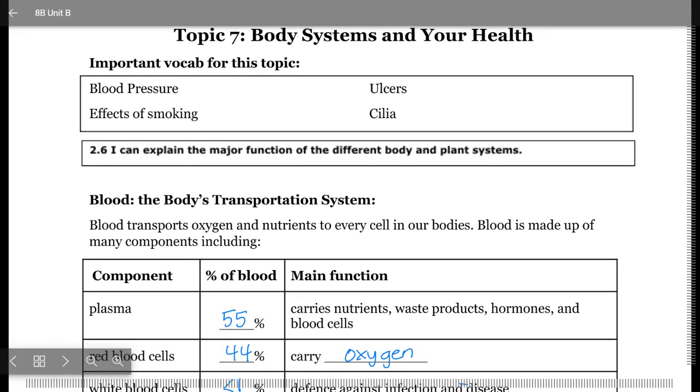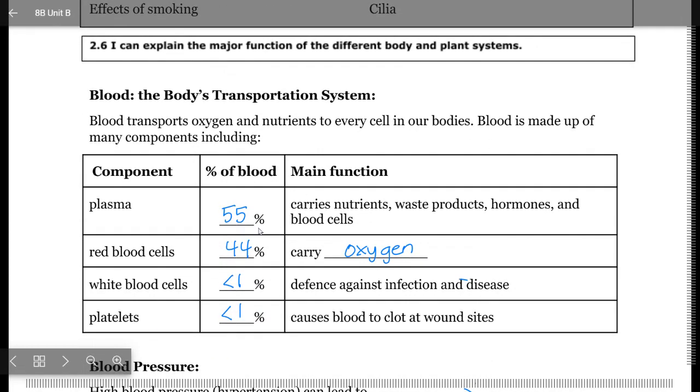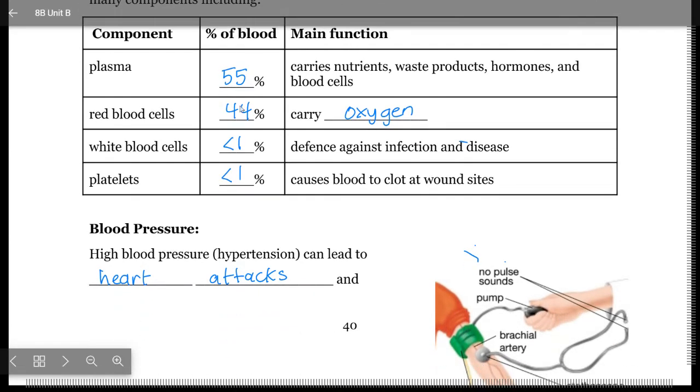Topic 7, body systems and your health. The body's transportation system is the blood. It transports oxygen and nutrients to every cell in our bodies. Blood is made up of many components, including plasma, red blood cells, white blood cells, and platelets. Now, this is a topic for another time.